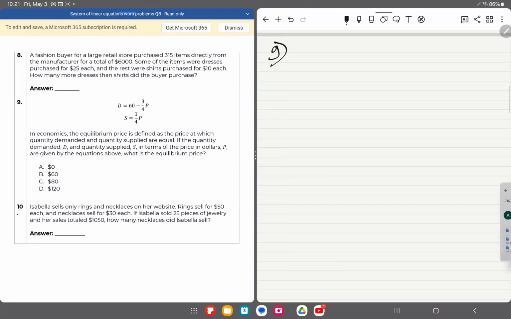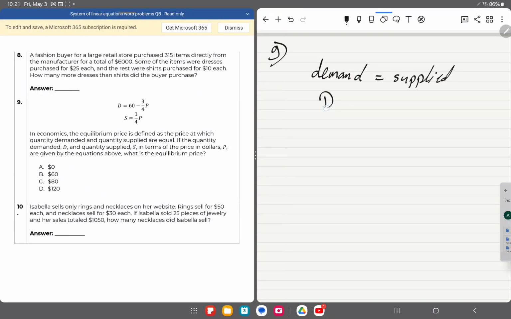Now, over here, in economics, the equilibrium. Now, what is equilibrium? It's something equal to something. It's like a balance over here. So this one must be equal to this one. Equilibrium is defined as the price at which the quantity demanded and the quantity supplied are equal. So I need to put them equal to each other. So demand and supply are equal.